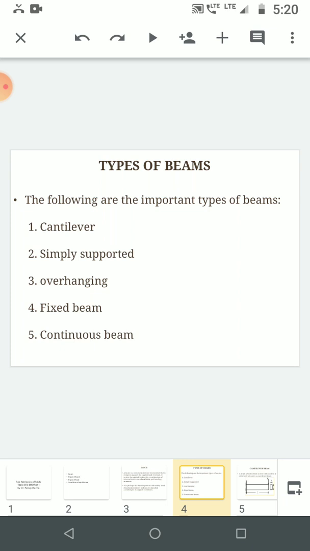Statically determinate beam means the unknown forces and moments can be calculated by using equations of equilibrium, which we'll discuss in the last PPT. And the statically indeterminate structure means fixed beam and continuous beam. We cannot calculate the unknowns using the conditions of equilibrium. We have to apply additional conditions according to the problem. That is known as the compatibility equations.